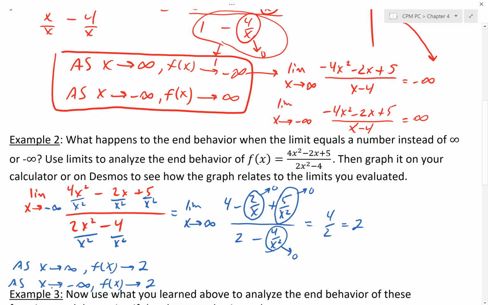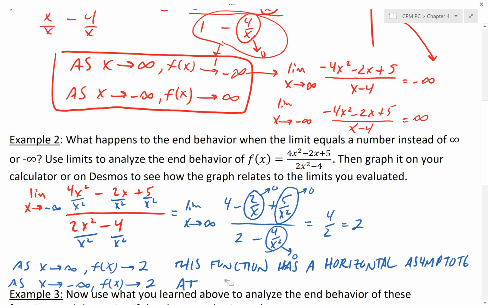And so that's what we should write here with this problem. Say this graph, or this function, has a horizontal asymptote at y equals 2. Okay? So that's what it means. My original question was, what happens to the end behavior when the limit equals a number? What happens is you get a horizontal asymptote.